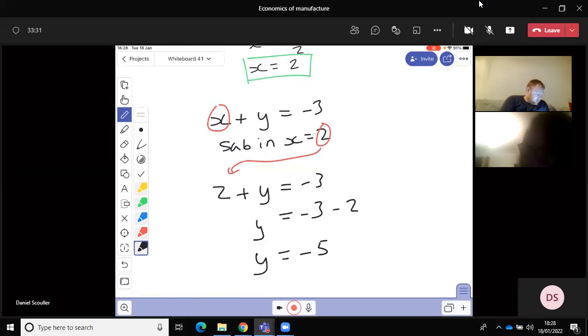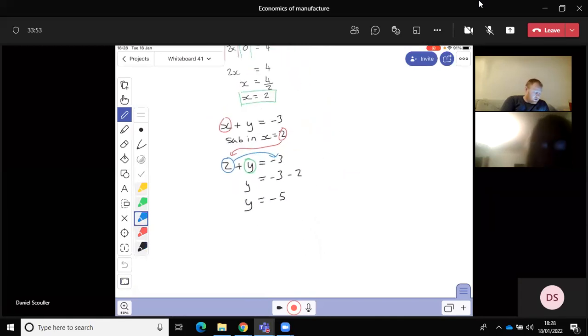So I want to isolate that y. I'll do that by moving that 2 across to the other side. It's positive on the left, so it becomes negative on the right. So we get y equals negative 5.